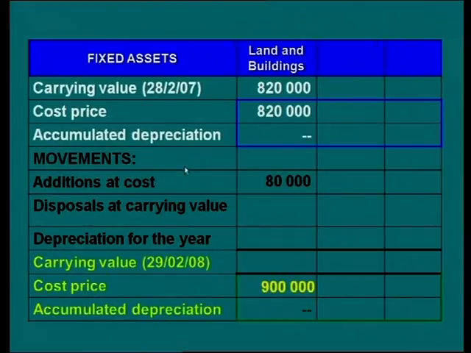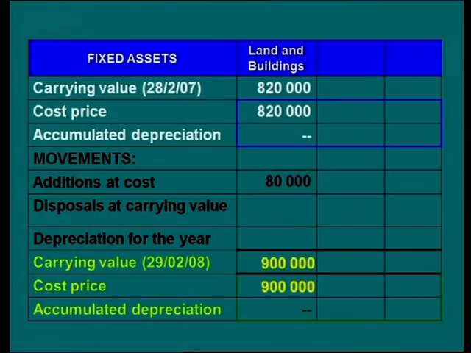This note is made up of 3 values: opening balances, movements during the year, and closing balances. So I take my opening balance, I add my additions, and I get my closing balance. With land and buildings, there is no depreciation. So depreciation remains naught, and so does accumulated depreciation. There we go, and that is what you fill in there.